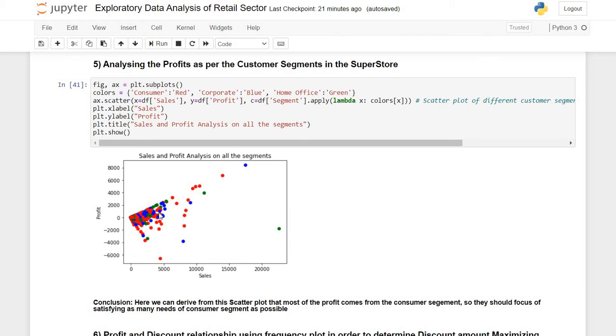We can see here that more than 60% of the dots are of the consumer segment, and it generates approximately 5,000 in sales, and the profit is around 2,000. Now, as the sales increase, naturally the profit increases as well. So here we can derive from this scatter plot that most of the profit comes from the consumer segment, and so they should focus on satisfying as many needs of consumer segments as possible.